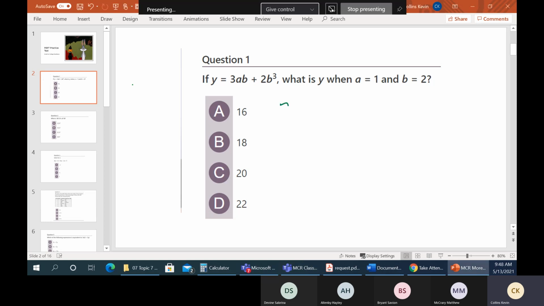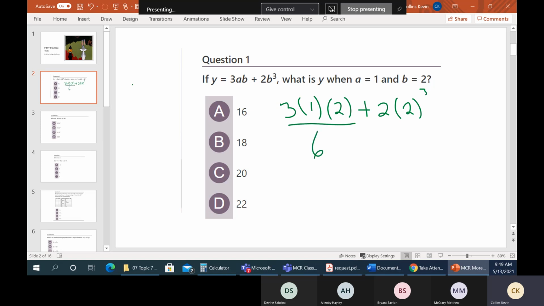So we're just going to plug in the numbers. So it's going to be 3 instead of times A, we're going to call it times 1. Instead of B, we're going to call it times 2. And then plus 2. And then B is 2. And we're going to raise that to the third power. Okay. So we can multiply these three guys together.